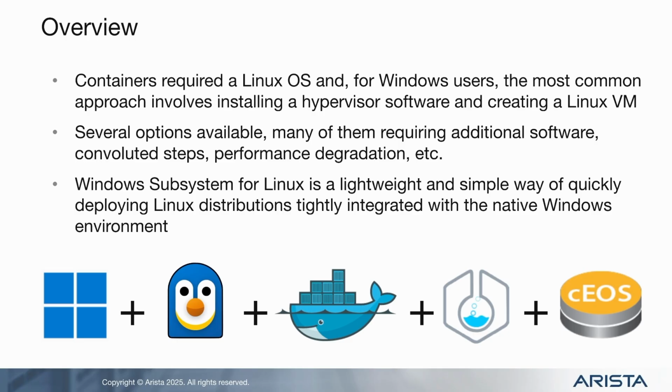So the good news is that for a while now, Windows has something called Windows Subsystem for Linux, which is a lightweight and simple way of quickly deploying Linux distributions that are tightly integrated with the native Windows operating system. So you have your Windows environment and you basically create a virtual machine that is integrated with it. You can have access to files from the Windows file system in Linux or vice versa. It's a very nice solution that can give you a lot of flexibility. It's really simple to set up nowadays and can also provide much better performance in comparison to other options.